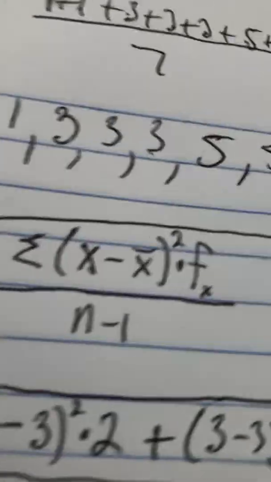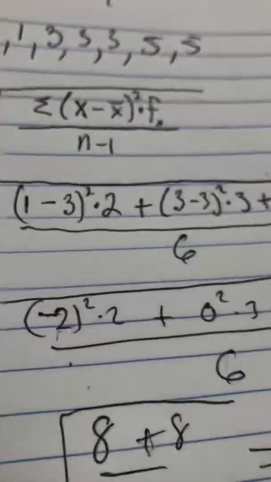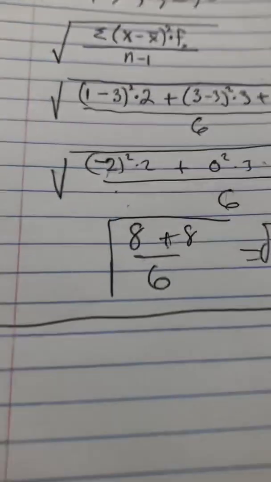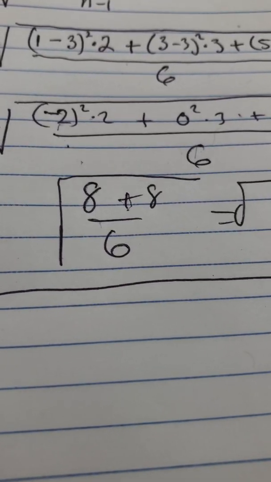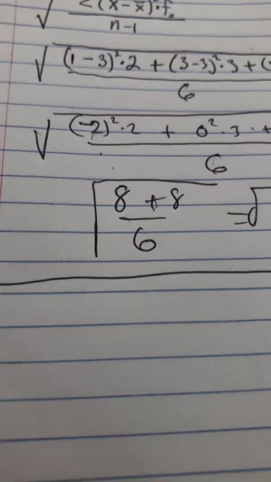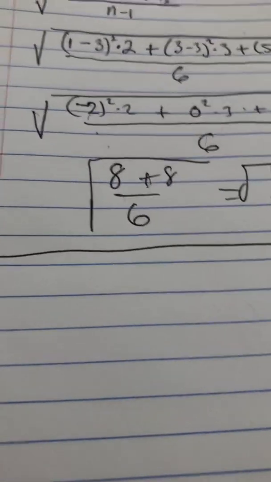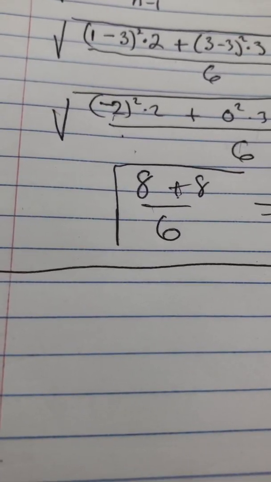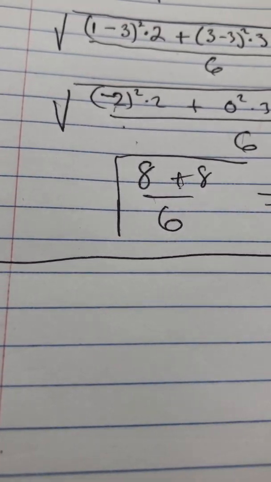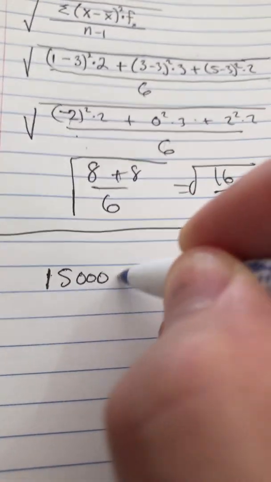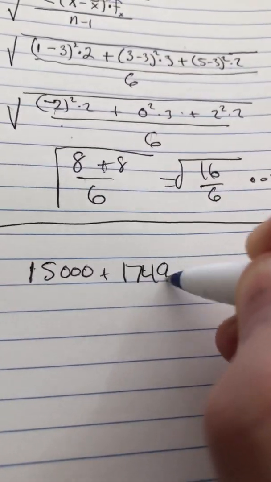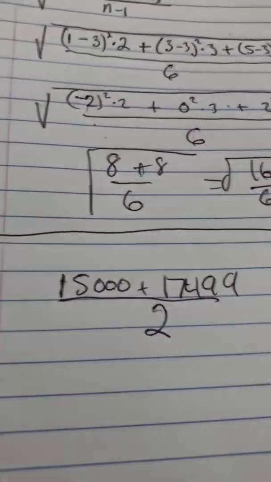Okay. And then I also had the request to talk about number 41, and how would you deal with 41? So what you're going to do for 41 is, instead of the actual value, you're going to use the class mark. Okay, so what's the class mark for 15,000 to 17,499? So you're going to go 15,000 plus 17,499. You're going to add those and divide by 2 to get the class mark.